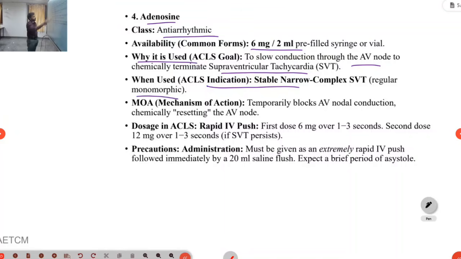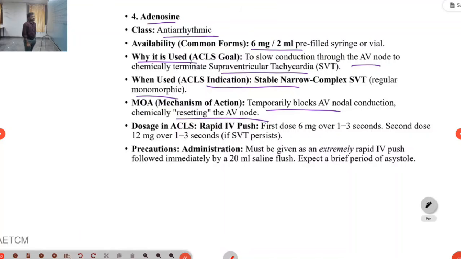We have already discussed stable narrow complex supraventricular tachycardia. If it is regular and monomorphic, then we can use adenosine. Mechanism of action: it temporarily blocks the AV nodal conduction and chemically resets the AV node. So that's why we are giving adenosine.